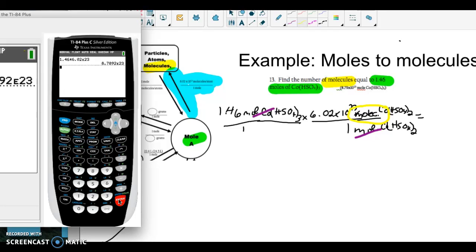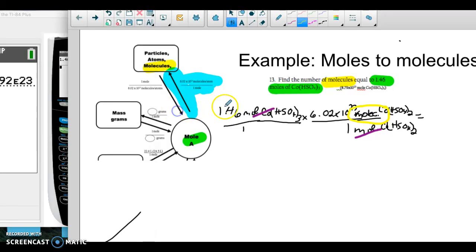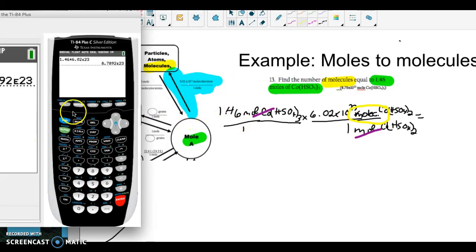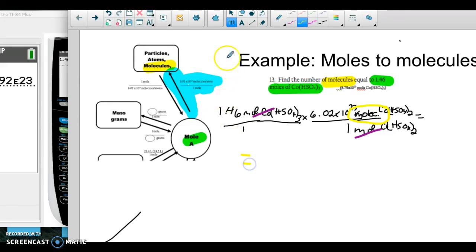So there's our answer. So we just want to make sure then that we have the same amount of significant figures as we start with. So we started with 3 and we can end with 3. So our answer is going to be 8.7, and then we'll round up 9 times 10 to the 23rd. So 8.79 times 10 to the 23rd molecules.